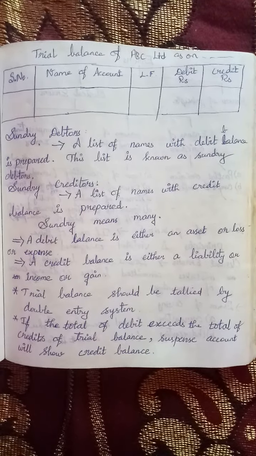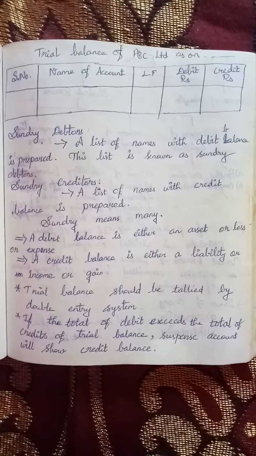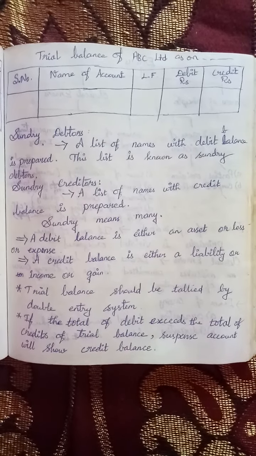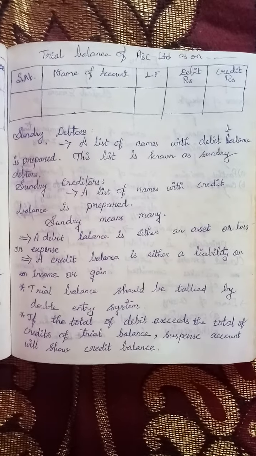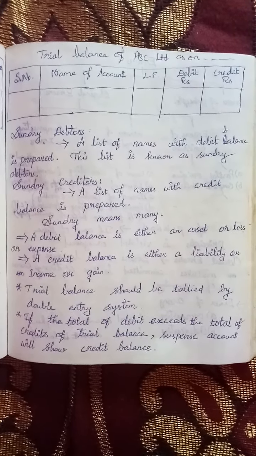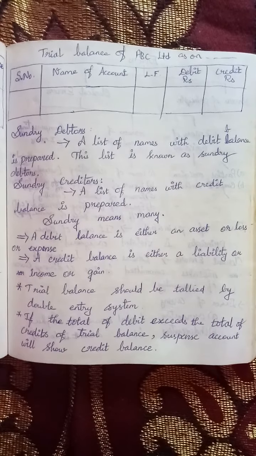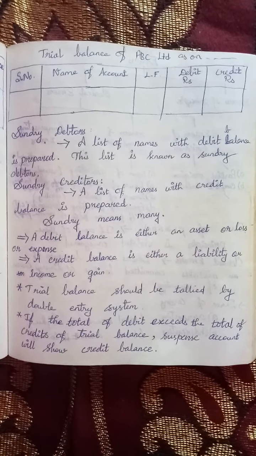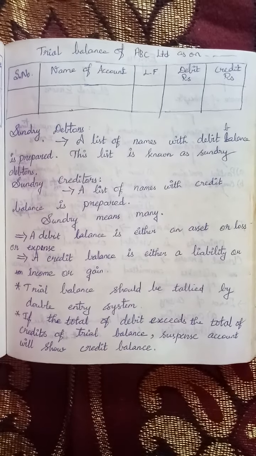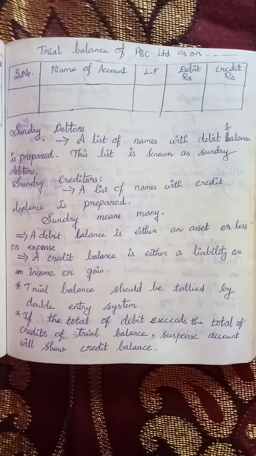Trial balance of ABC Limited. The format looks like this: serial number, name of the account, ledger folio, debit in rupees and credit in rupees. Sundry debtors: a list of names with debit balance is prepared. This list is known as sundry debtors. Sundry creditors: a list of names with credit balance is prepared.